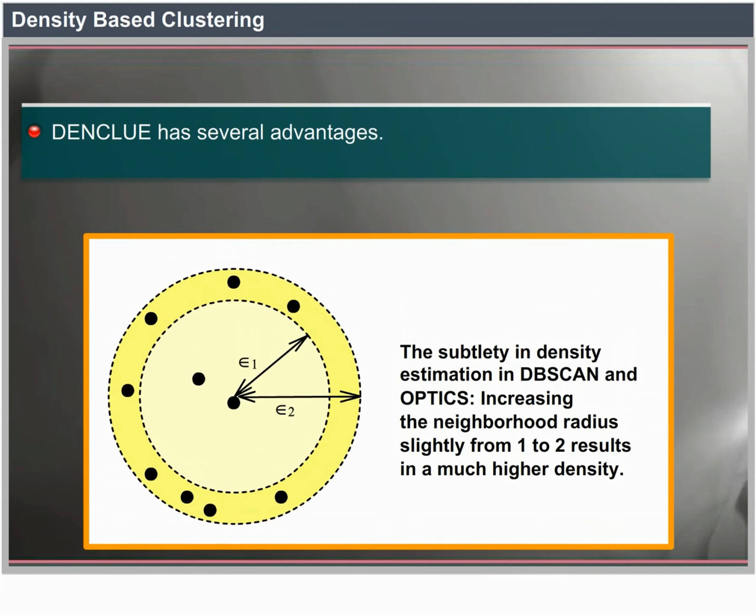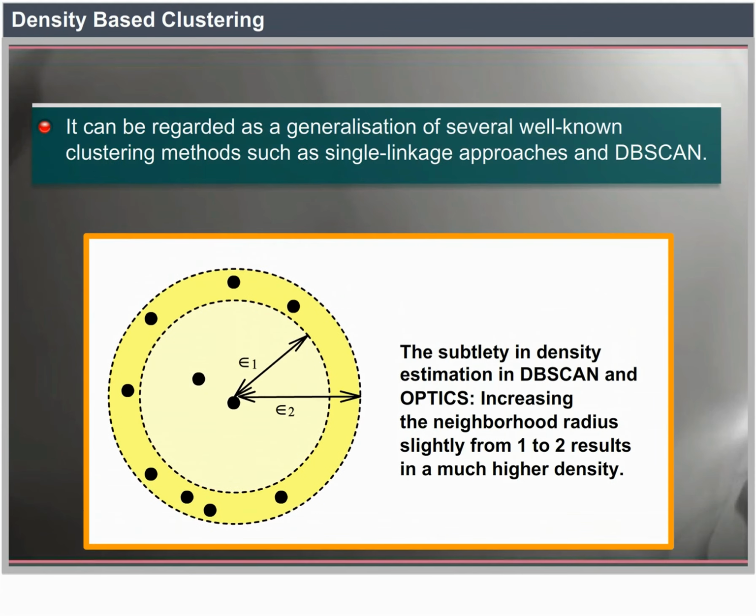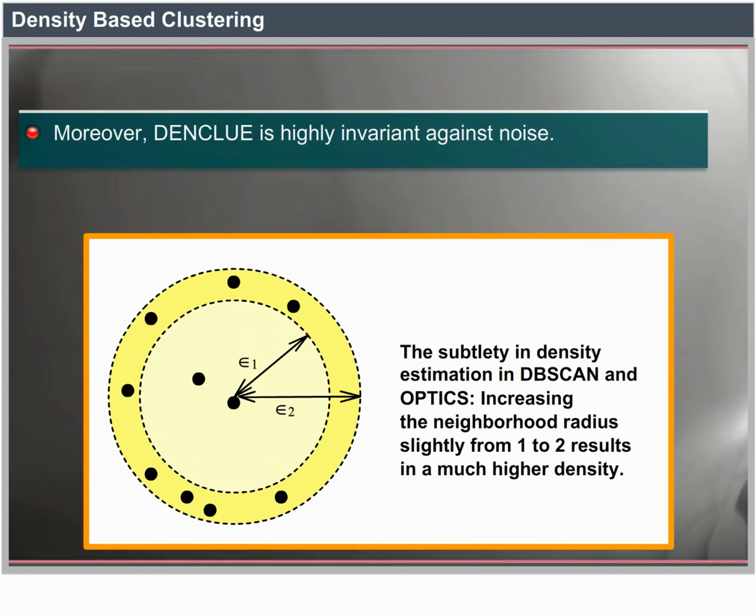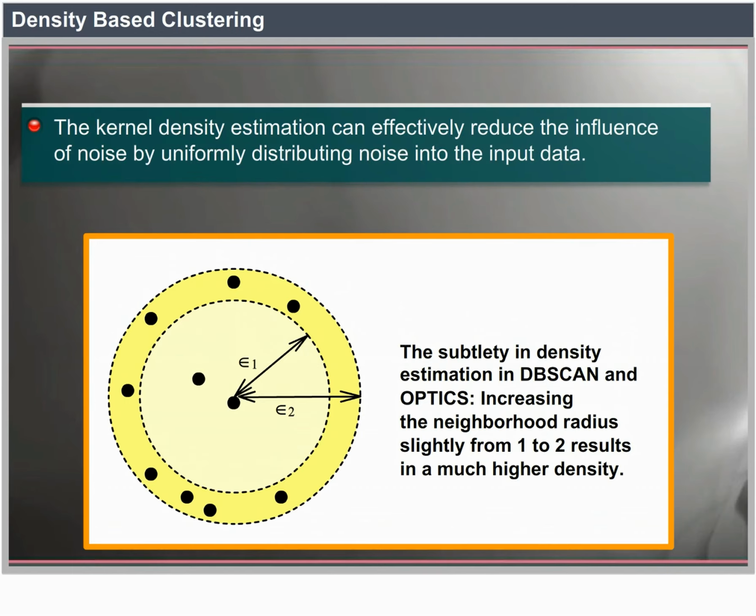DENCLU has several advantages. It can be regarded as a generalization of several well-known clustering methods such as single linkage approaches and DBSCAN. Moreover, DENCLU is invariant against noise. The kernel density estimation can effectively reduce the influence of noise by uniformly distributing noise into the input data.